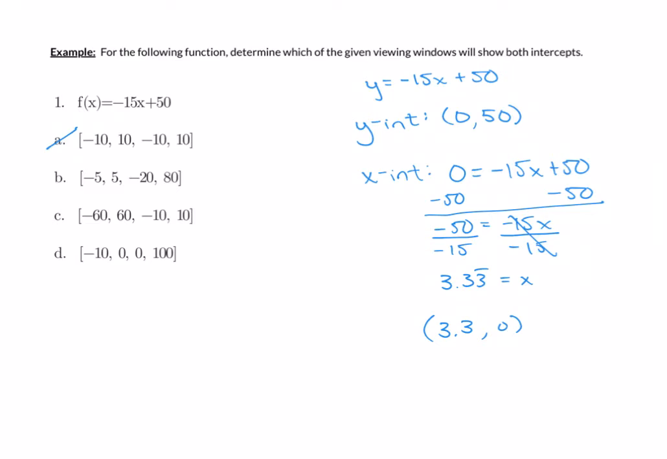If we look at example B, again, my x-intercept, 3.3, is it between negative 5 and 5? The answer is yes. 0, 50, is it between negative 20 and 80? Yes. This would be a good window.